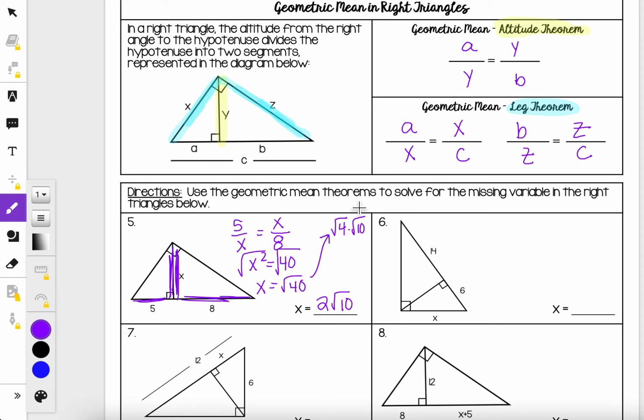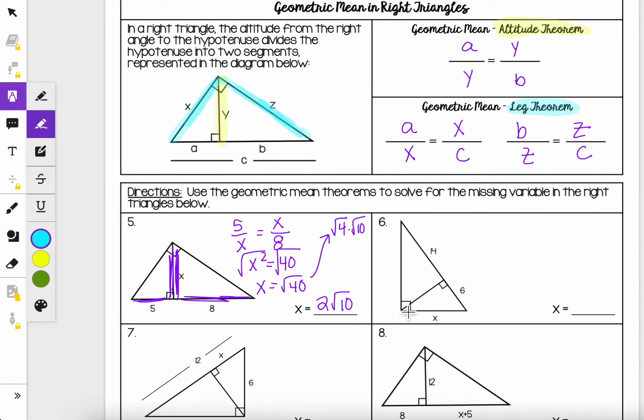Now, number 6, if I'm looking at the large right triangle, I look at that altitude. I am not given the altitude, and I'm not trying to find the altitude. If I look at this triangle, I am trying to find one of those legs.